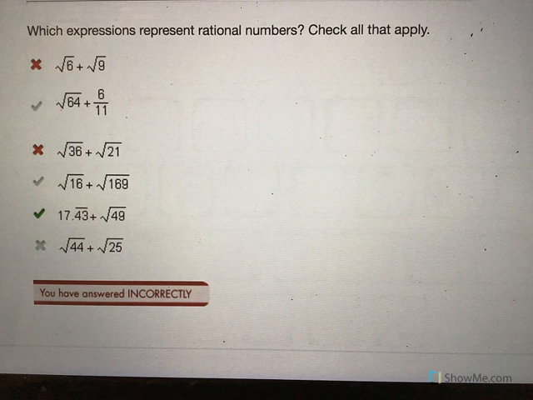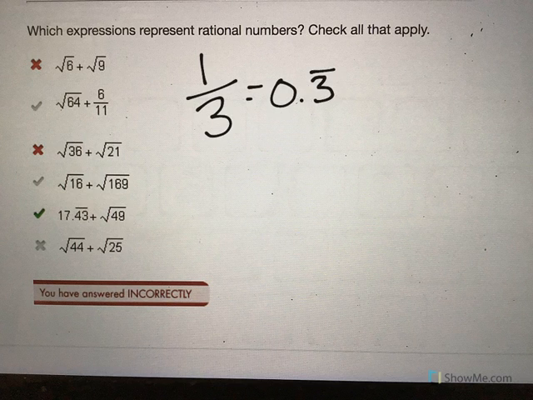All right, next problem. Which expression represents rational numbers? Check all that apply. And again, a rational number is a number that can be written in the form of a over b. It's a number that doesn't have a decimal that goes on forever with no pattern. That's called irrational. Again, irrational is a number that looks like it has a decimal, goes on forever with no pattern. If it goes on forever with a pattern, such as 1/3, that would be 0.333333. That is rational because I can write it in the form of a over b. It is rational because though it has a decimal, it goes on forever, it definitely has a pattern.